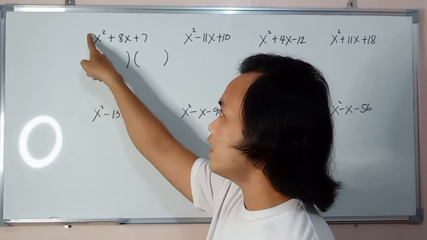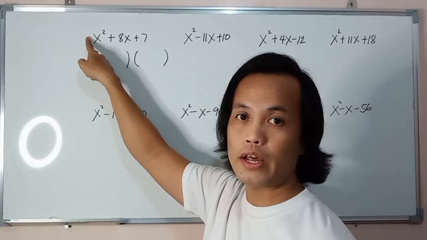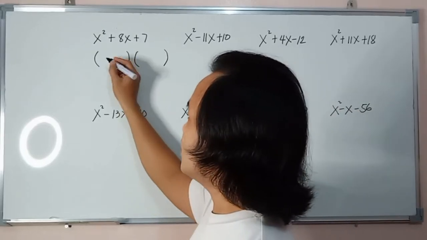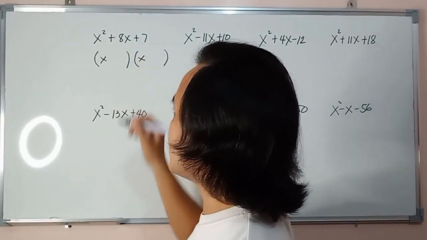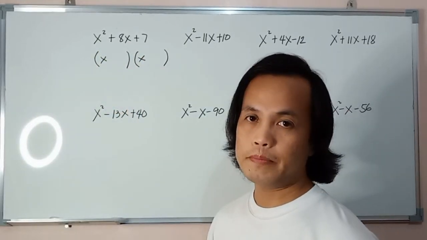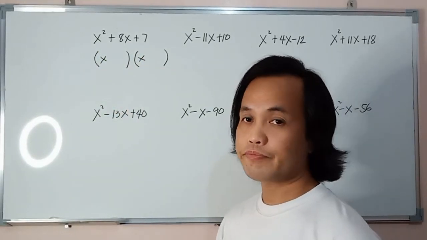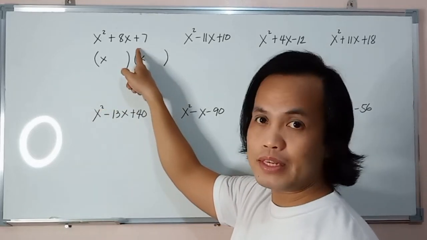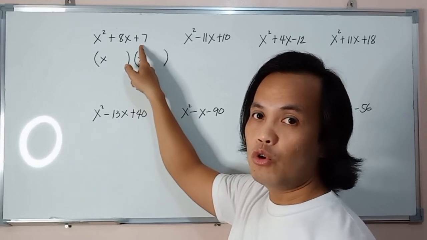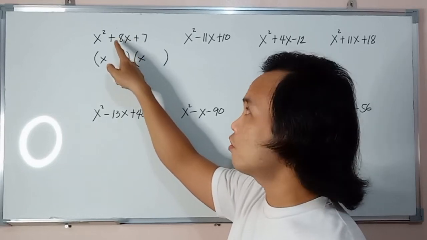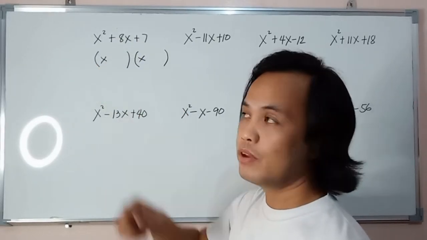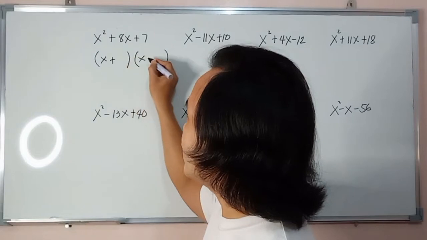In this case, our a is 1, an assumed coefficient. We factor out x squared, that is x times x, which is equal to x squared. Afterwards, we evaluate the sign of the last term. If the sign of the last term is positive, we simply copy the sign of the middle term. Since the last term is positive and our middle term is positive, we write positive and positive.